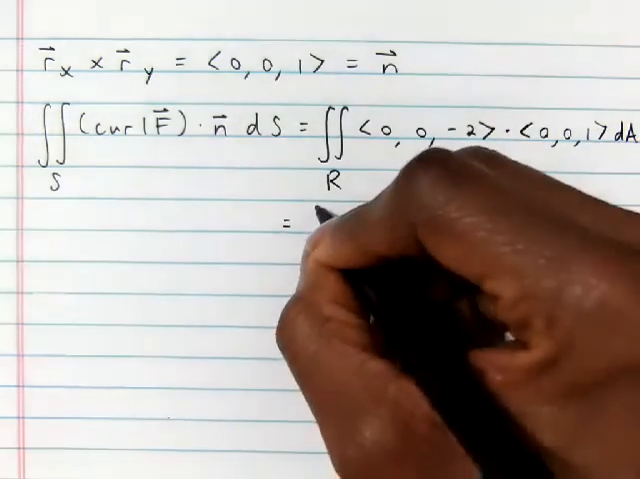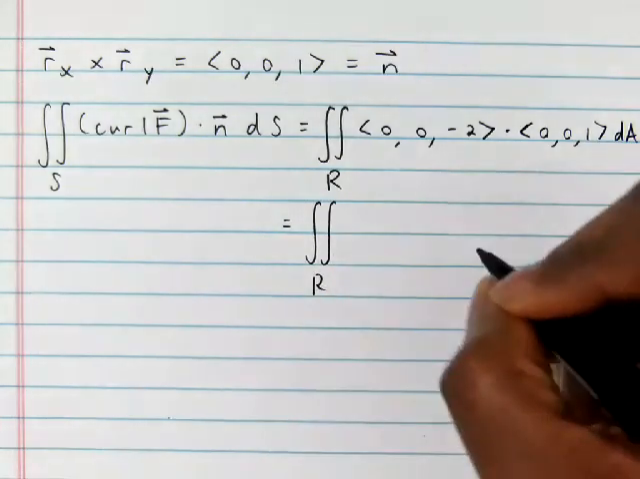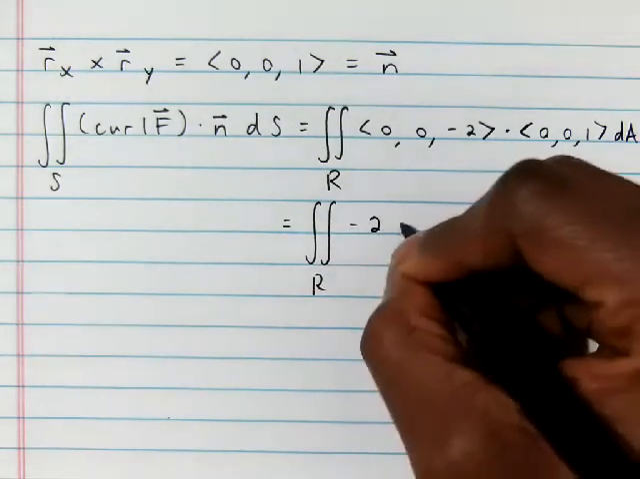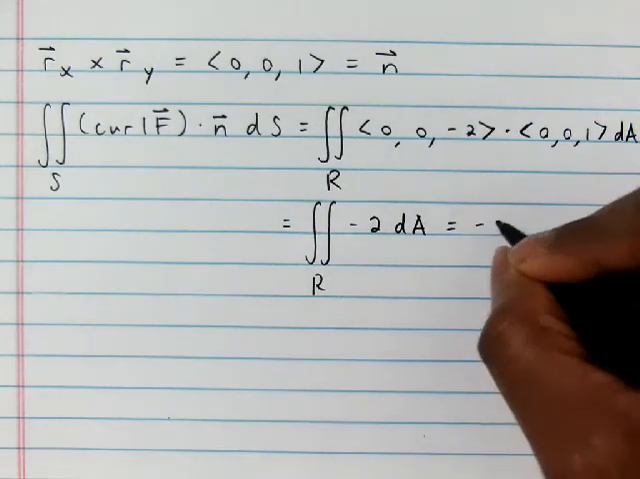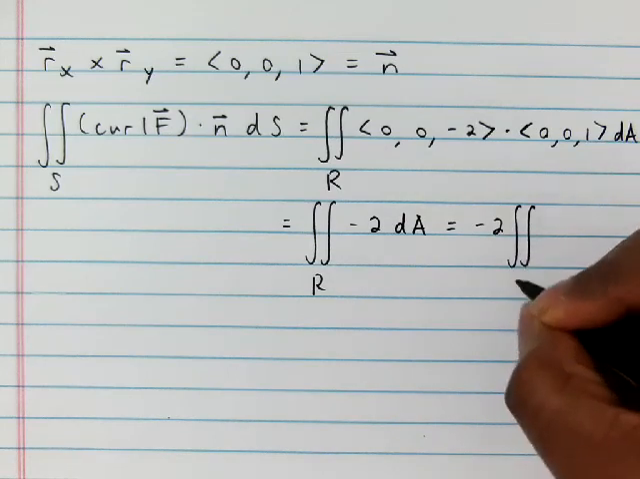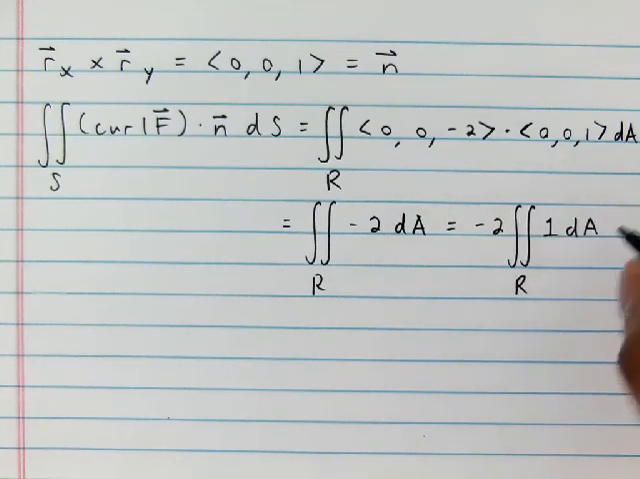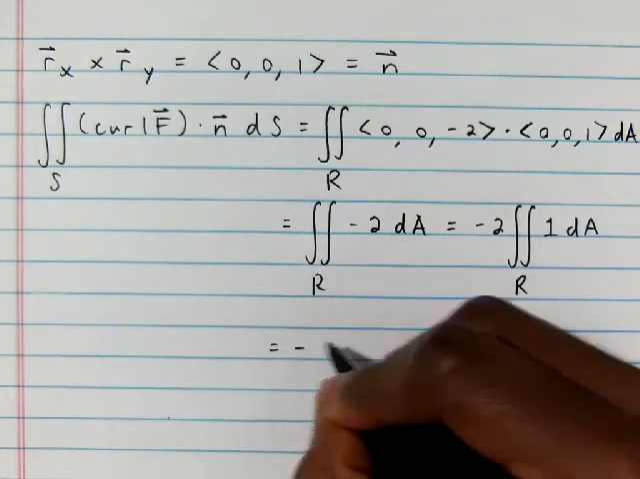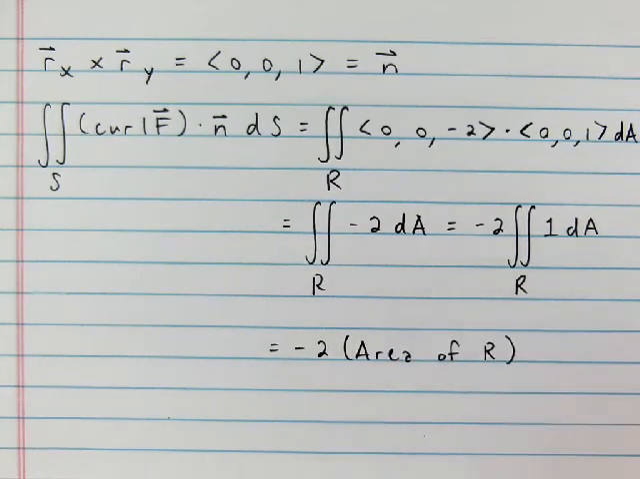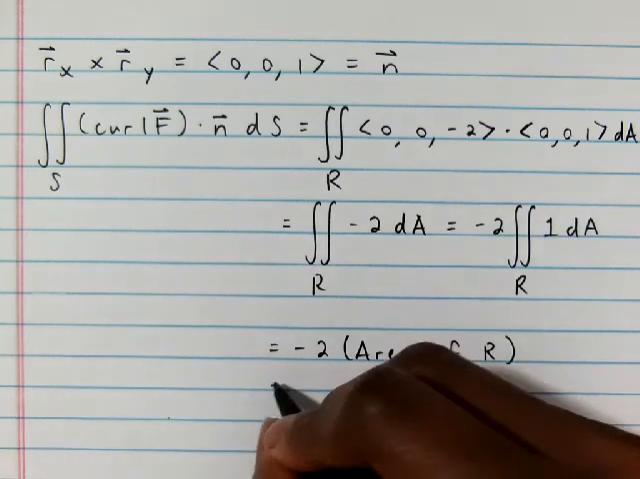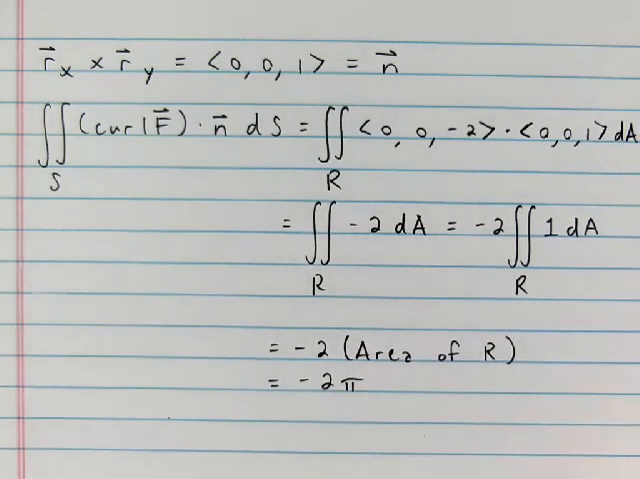which is equal to the double integral over R of -2 dA, but that's the same as -2 times the double integral over R of 1 dA, which is just -2 times the area of R. And our region R was just a unit circle in the xy plane. So this is just going to be pi r squared, pi times 1 squared. So we would just end up with -2 pi is our answer there.